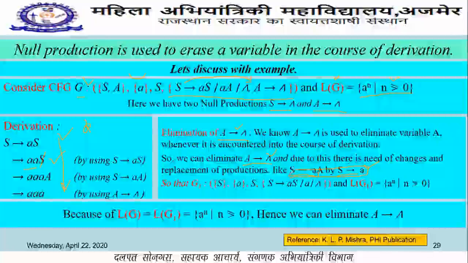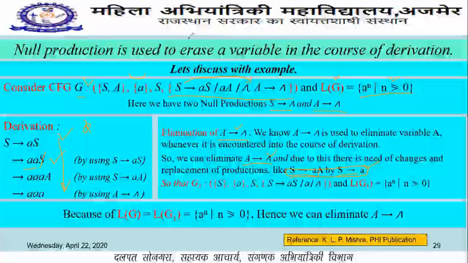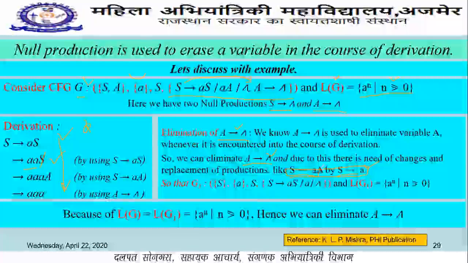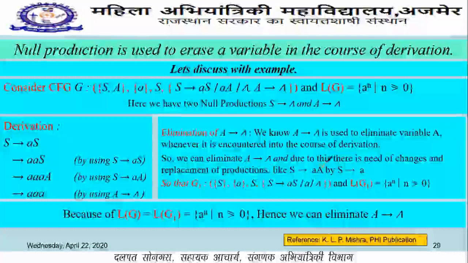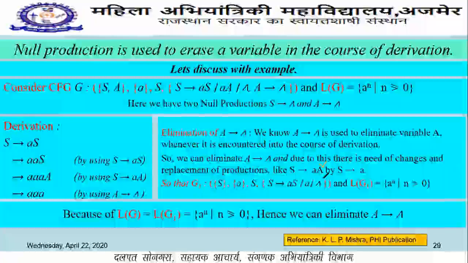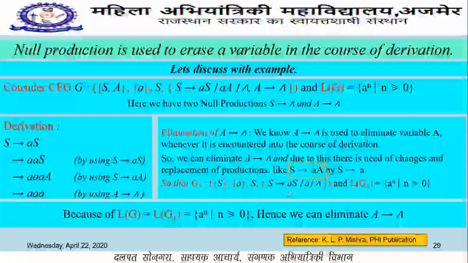Because there is no use of this A, because this never comes into any sentential form, therefore there is no need to include this. Okay, I hope you understand. Because A never comes into the sentential form, so we use only this.